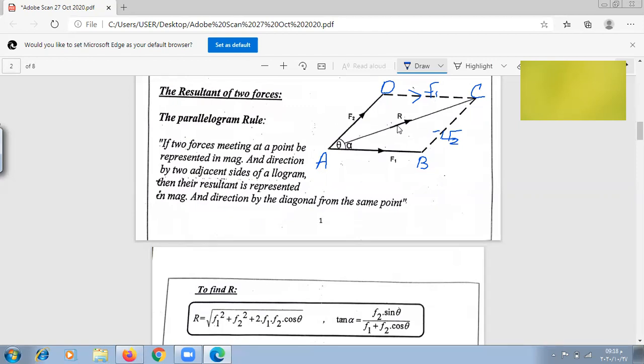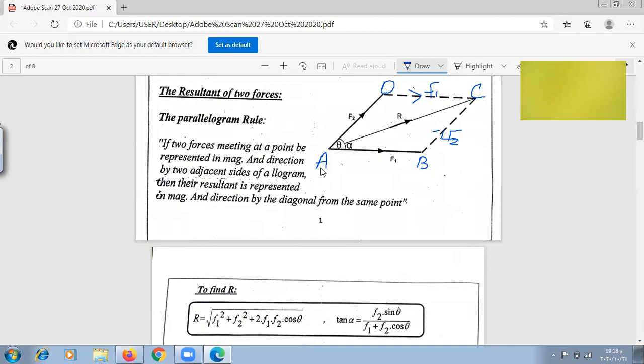He will ask you this question in the exam. If you have two forces meeting at a point represented by magnitude and direction by two adjacent sides of a parallelogram, then you complete the sentence or you choose one of the choices given to you, the resultant will be represented in magnitude and direction by the diagonal coming from the same point they are acting upon.